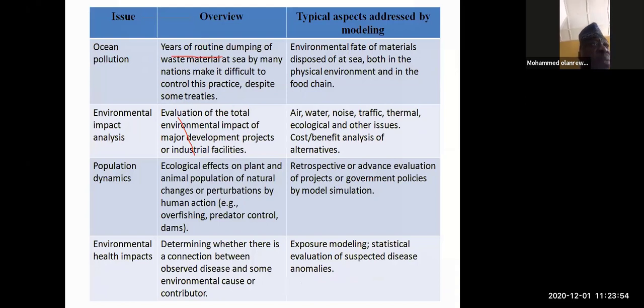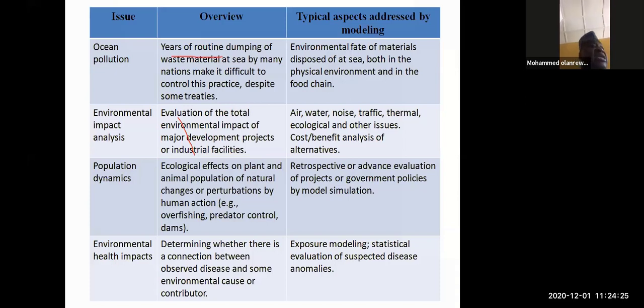Years of routine dumping of waste material at sea by many nations make it difficult to control this practice, despite some treaties entered into. What am I trying to say? Anybody that wants to work on this, this is what we call environmental modeling: the environmental fate of the materials disposed of at sea.